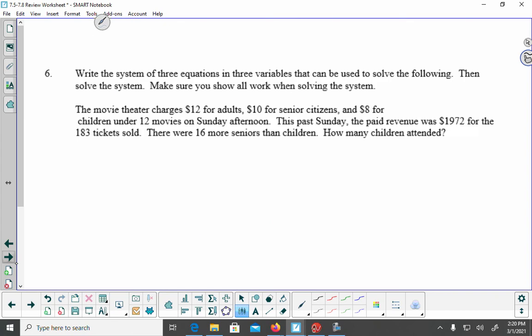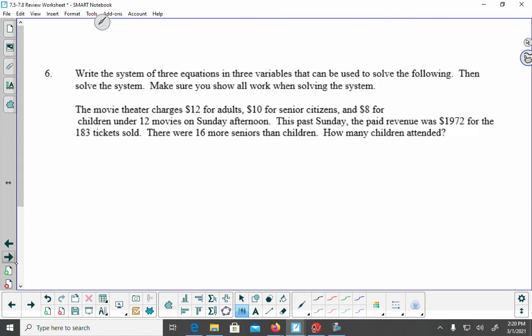Okay, write the system of equations in 3 variables that can be used for the following, then solve the system. The movie theater charges $12 for adults, $10 for senior citizens, and $8 for children. Children under 12 get in for $8 on Sunday afternoon. This past Sunday, they had a revenue of $1,972 for 183 tickets sold. There were 16 more seniors than children.